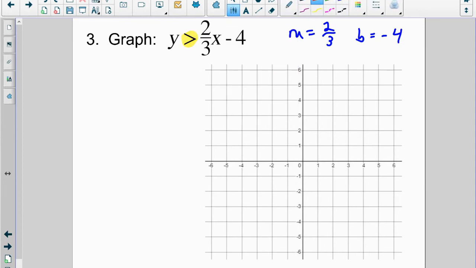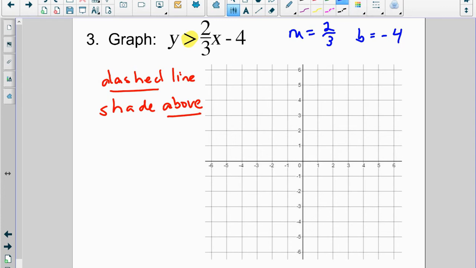Because it's a greater than symbol, that tells me to draw a dashed line. Remember, greater than but not equal to. Not equal to is the dashed line. And I want to shade, let's see, greater than, bigger numbers, I shade above the boundary line. So dashed line, shade above, and I can use my slope and y-intercept to put my line in place.